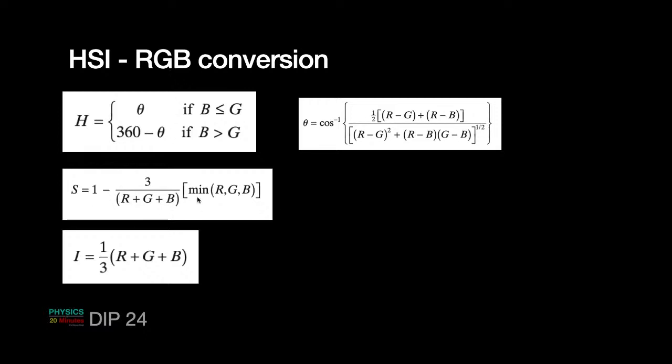Saturation is given by this, where min of R, G, B is the minimum of the three. So if G is minimum, you take that value and multiply it by this ratio. And intensity is 1 by 3 of R plus G plus B. Theta can be obtained, if R, G and B are known to us, by this long equation. Derivation of these equations is out of scope, so we are not doing it, although memorizing these equations would be essential for exam purposes. And of course, practicing them in problem solving. So when we solve some problems, we will look at them.